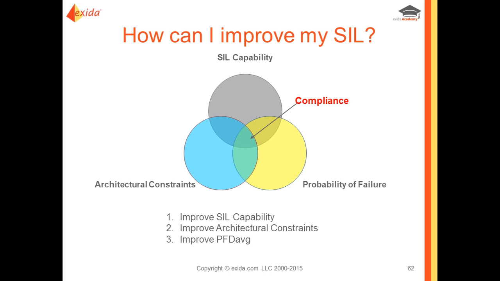Now let's look at systematic capability. For all 3, the sensor, the logic solver, and the final elements, you have SIL 3. Great. So can I claim SIL 3? You can say it's SIL 3 capable, but you cannot say that your system is a SIL 3 system because you have SIL 2 with your PFD average, SIL 2 with your architectural constraints. You have to, once again, pick the lowest number that you have. So your achieved safety integrity level is a SIL 2.